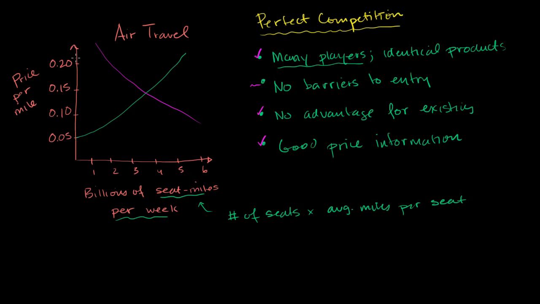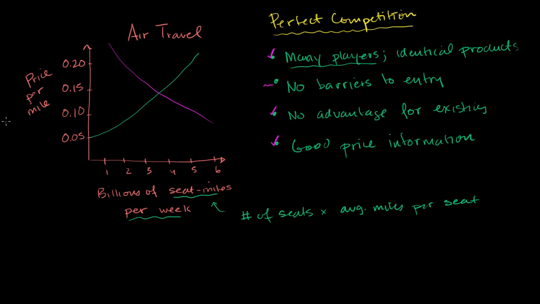And on this axis, this is the price. This is price per, and this should actually say price per seat mile. And of course, you have your supply curve right over here.